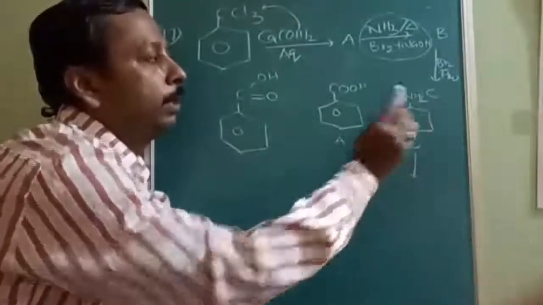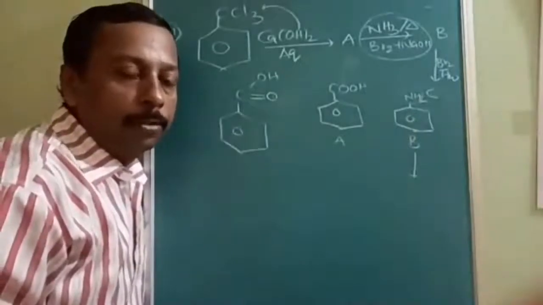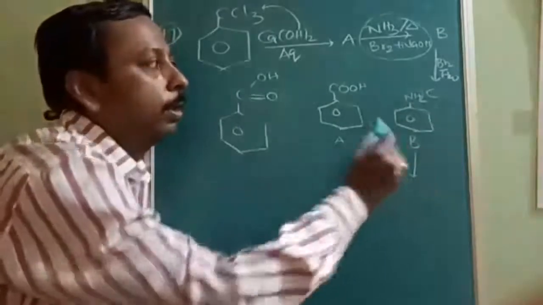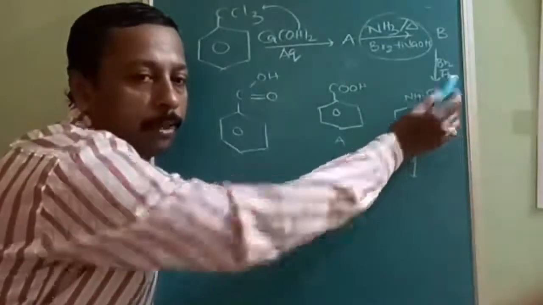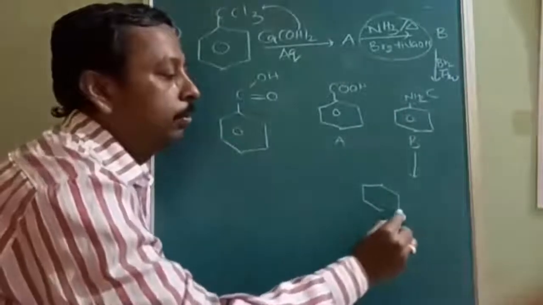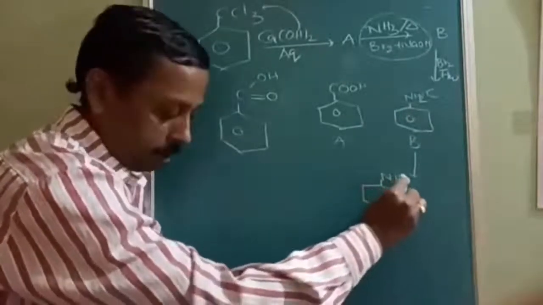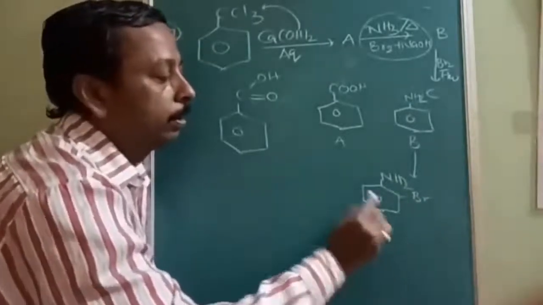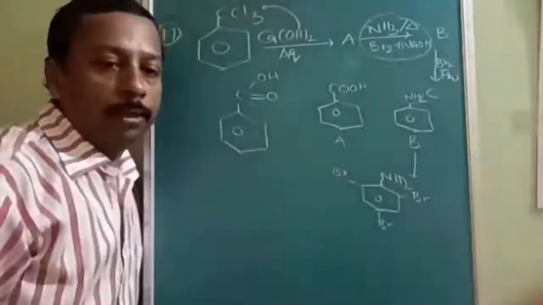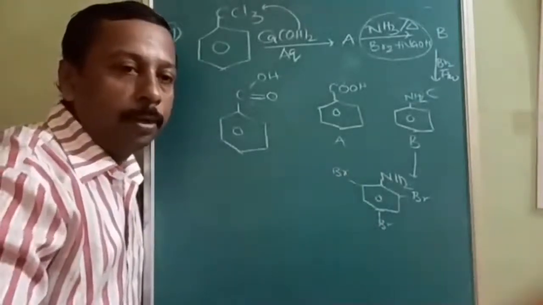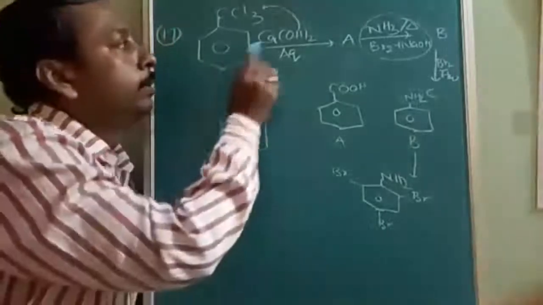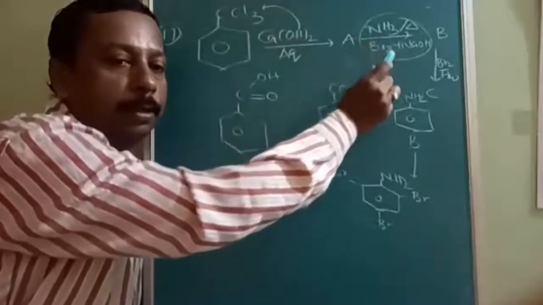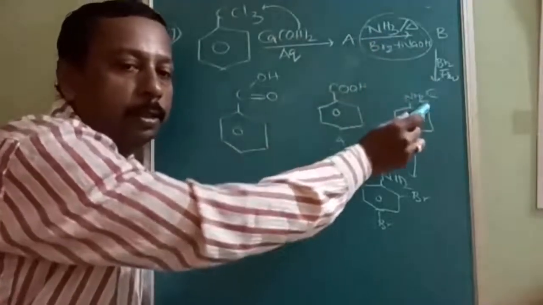Now B, aniline, is a strong electrophilic aromatic substituting reagent. Therefore, see here, a polar solvent H2O is there. In the presence of H2O, at all places bromine will be substituted. So tribromoaniline is the product. Is the sequence understood? First, because of the hydrolysis, benzoic acid, then amide, then aniline, then tribromoaniline.